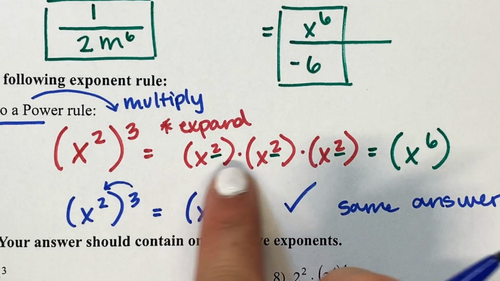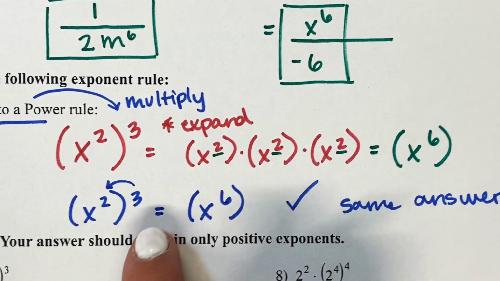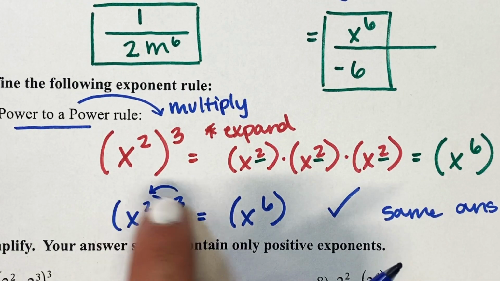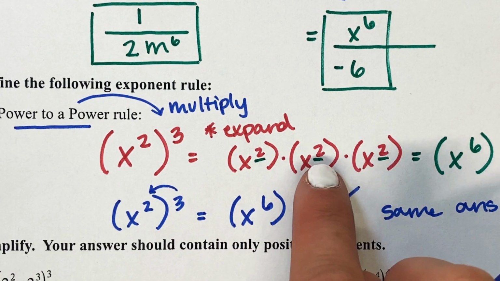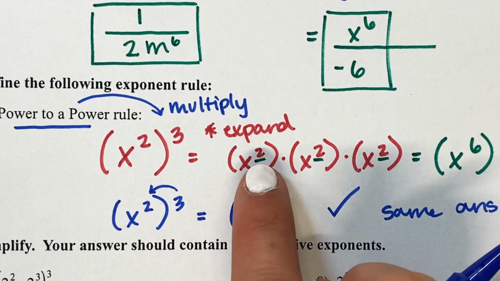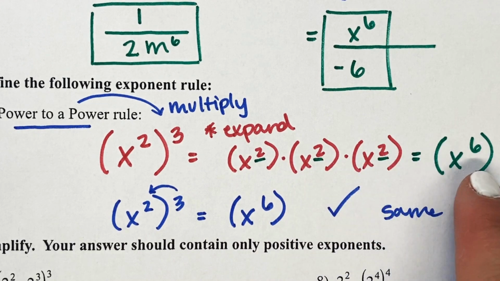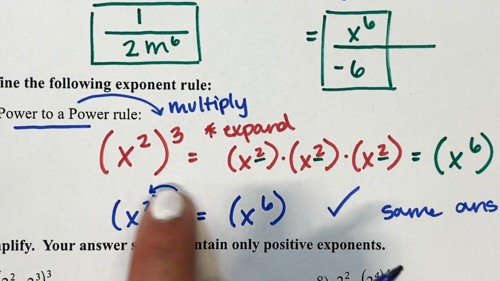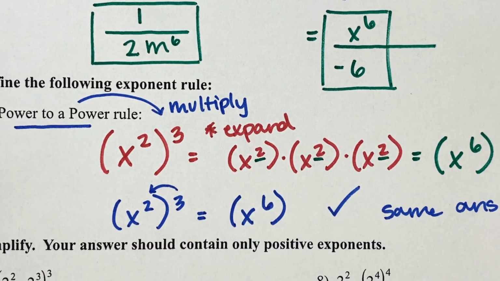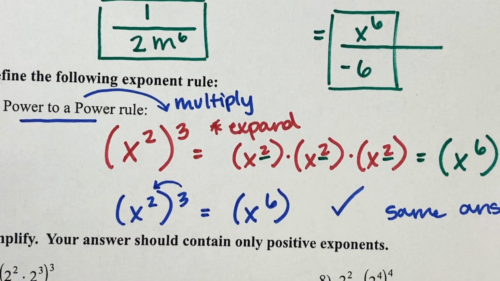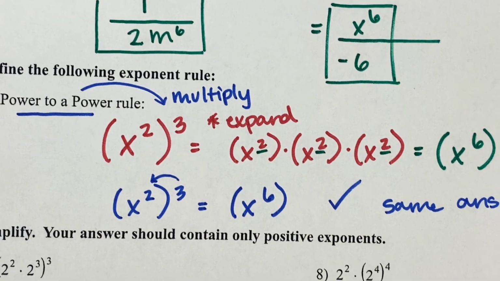So we can see that when we expand it, we get the same answer as when we multiply those two exponents. Okay, don't get these mixed up with product rule. Remember, product rule, you're adding them. 2 plus 2 plus 2 equals 6. Power to a power, quick and easy. 3 times 2 is also 6. Okay, so that's our power to a power rule.